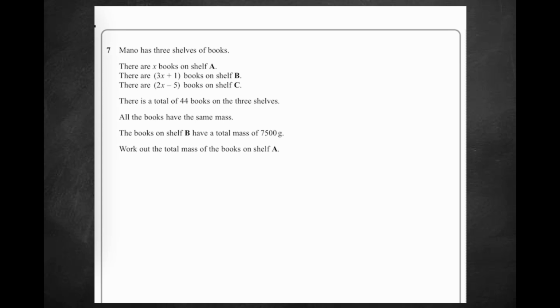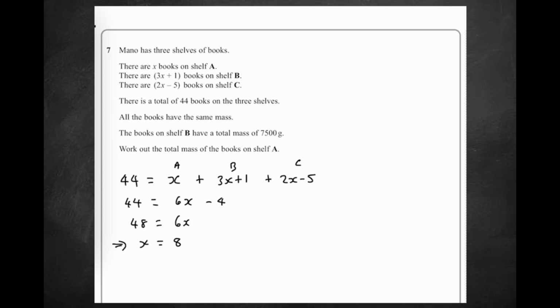So we're told there are 44 books in total. So if I just do 44 and say we add up all of the books on the other 3 shelves, as we are told there are X books on A, 3X plus 1 on B, 2X minus 5 on C. We'll just simplify this to say 6X minus 4 equals 44. Add 4 to the other side, we'll get 48 equals 6X. Therefore, X equals 8. So we know there are 8 books on shelf A.